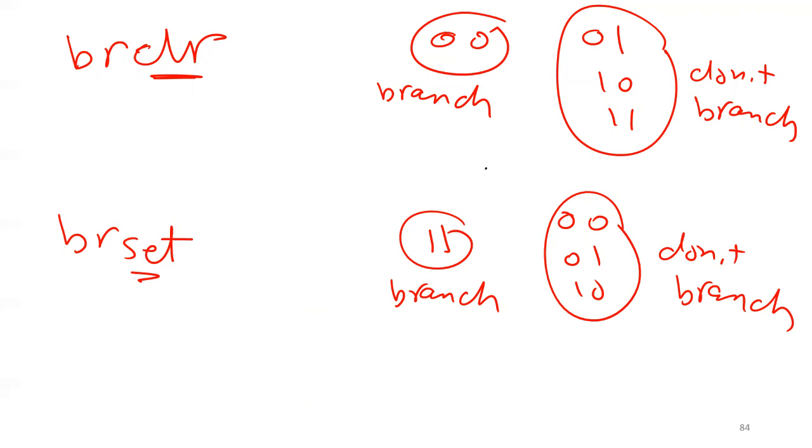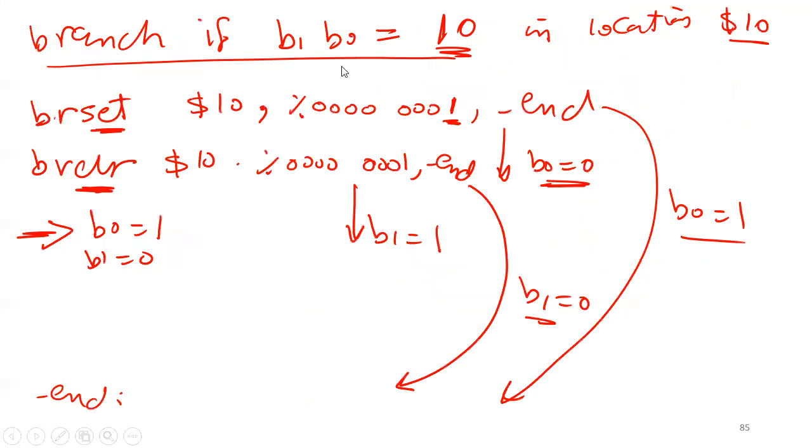For example, this is a very good example. What if I want to branch if these two bits are 1 and 0? You got what I'm saying? So it's not all of them zeros, it's not. Now I'm interested in 2 bits. If the 2 bits are zeros, that's an easy case, I'm going to use branch if clear. If the 2 bits are ones, that's very easy, I'm going to say branch if set. But now I'm saying this one has to be 1 and this one has to be 0. Is that okay?